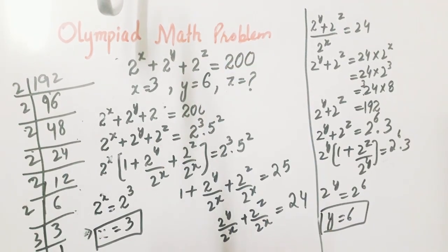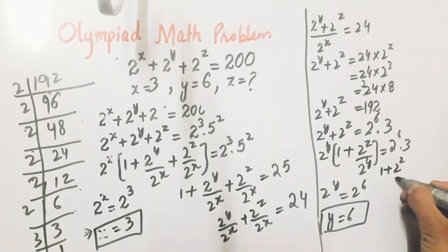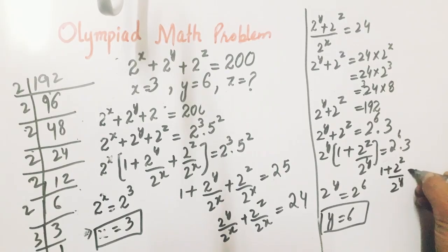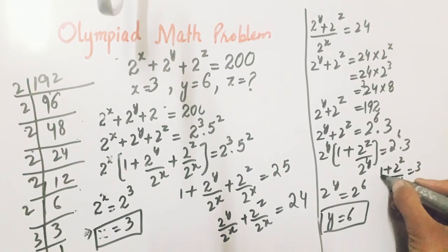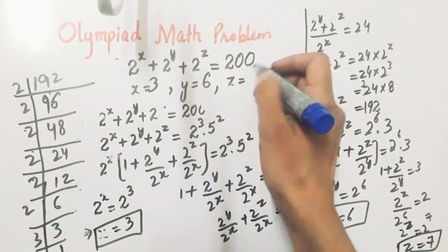So y equals 6. Now we will solve the last factor, that is 1 plus 2 raised to power z divided by 2 raised to power y equals 3. So 1 is added, it will be subtracted. So we get 2 raised to power z divided by 2 raised to power y equals 3 minus 1, that is 2. So 2 raised to power z equals 2 raised to power 6 multiply 2, that is 2 raised to power 7. So which implies z equals 7.